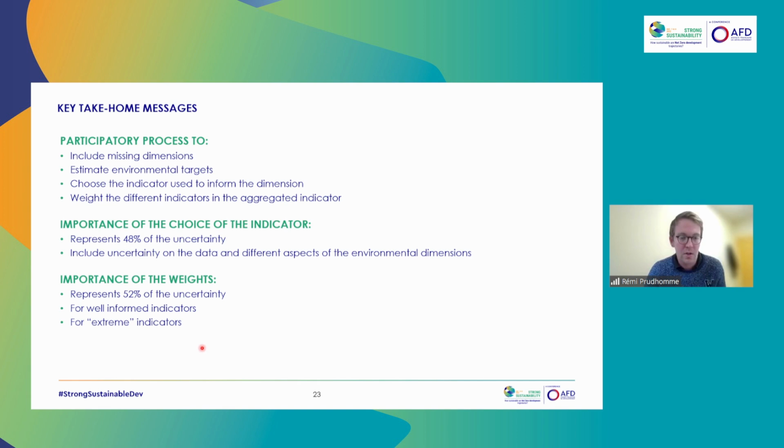an importance. They represent 52% of the uncertainty, but only the dimensions which are well informed and have extreme results have their weight influencing the aggregated score. So these two results are interesting because we show that you need a participatory process for the weight, to inform the weight, for example, but this participatory process will be useful only if you have good quality data and a well-informed dimension.